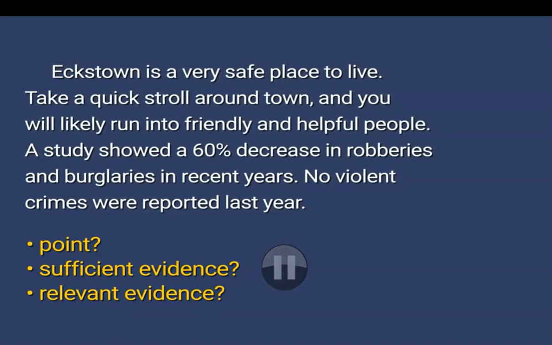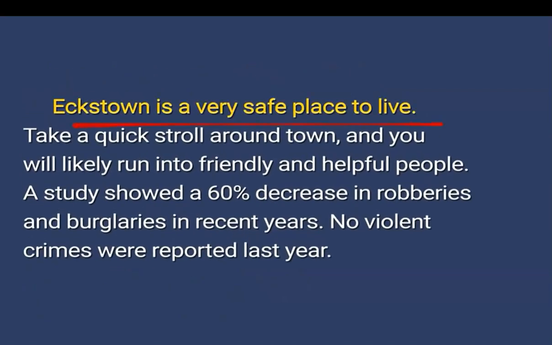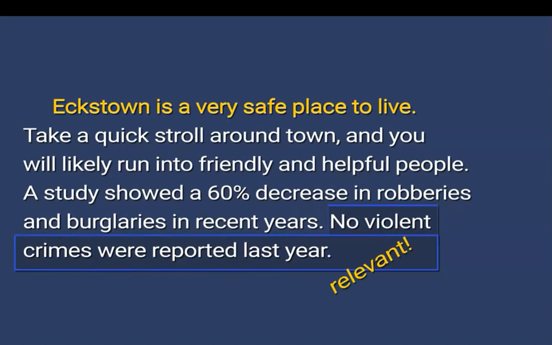Did you pause the video? The main point here is that X-Town is a safe place to live. Starting from the bottom here, no one reported any violent crimes last year. Yes, that's relevant to being a safe place.